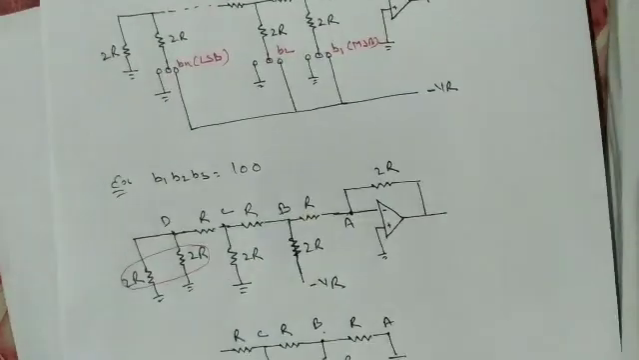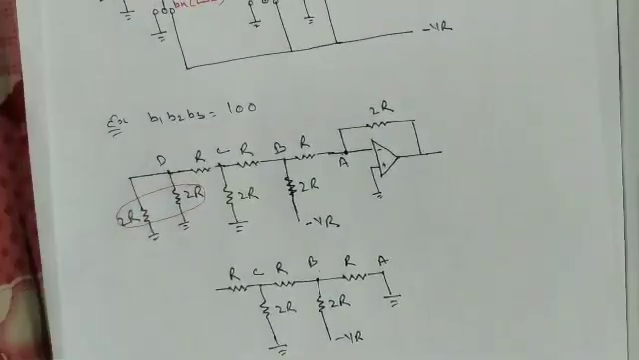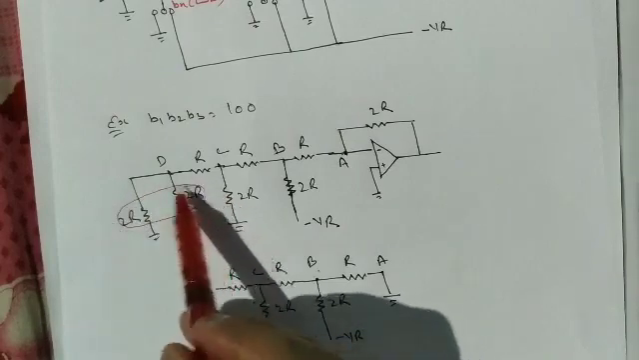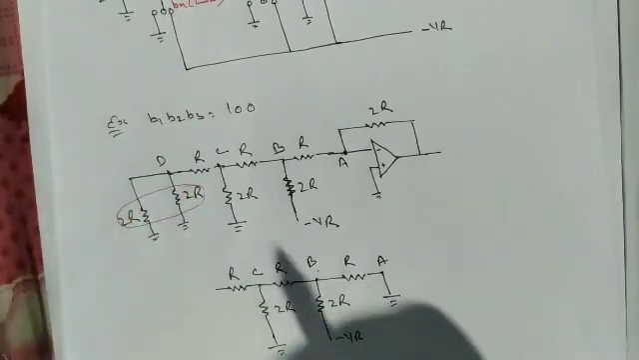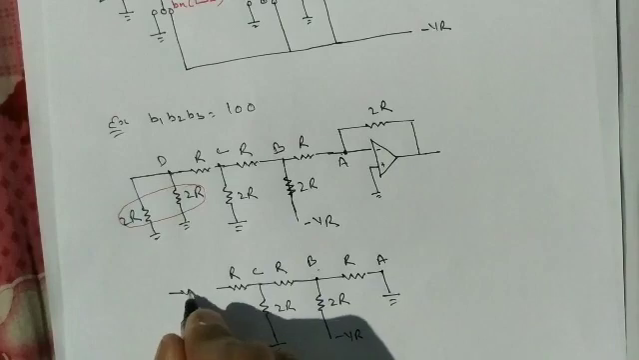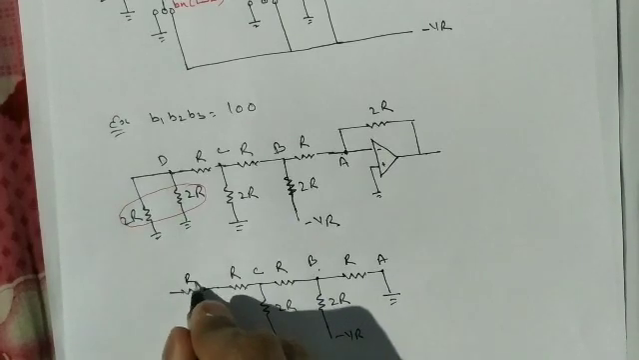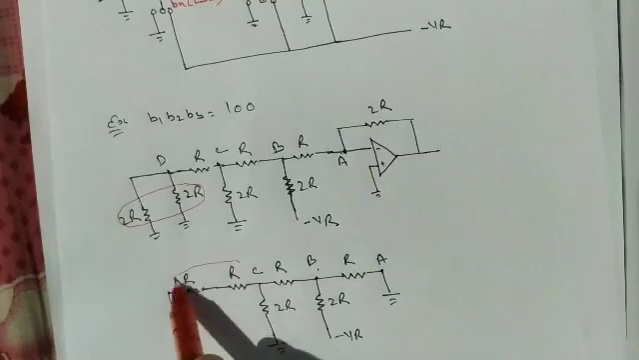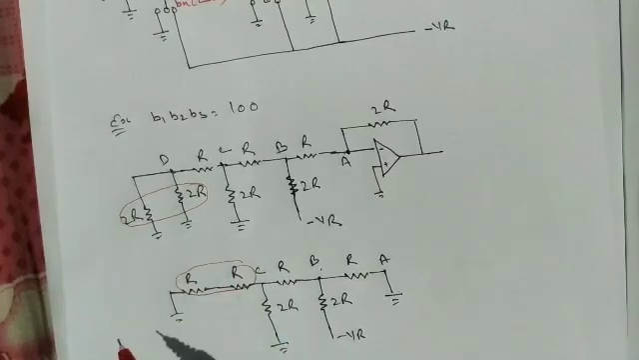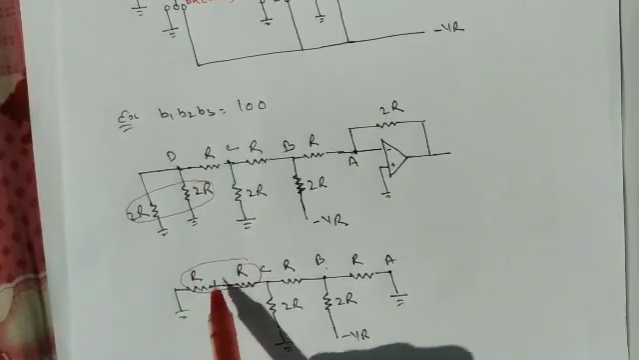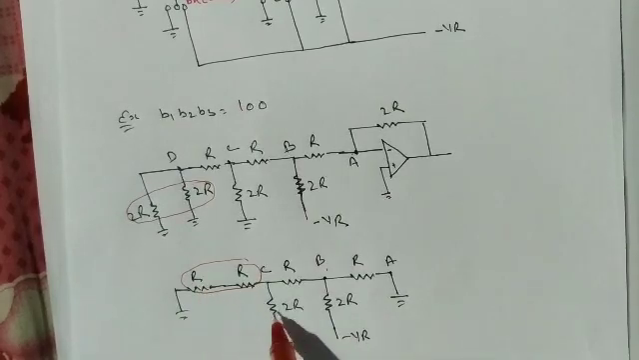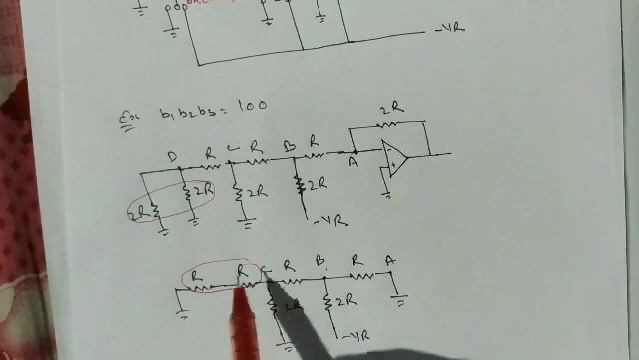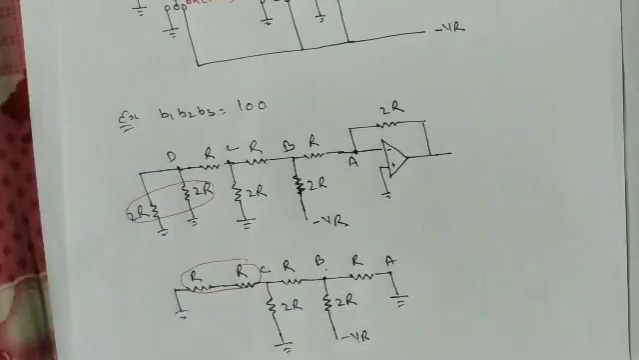Look here, these two resistors, 2R and 2R. These resistors are in parallel, hence the value of this becomes R. It is ground. Now these two R are in series, and they become 2R, and again this 2R becomes parallel with another 2R. The final value becomes R. Let us redraw this.